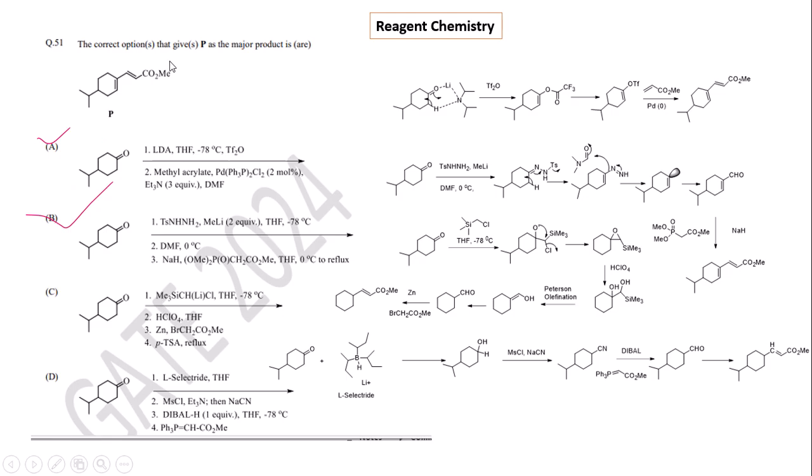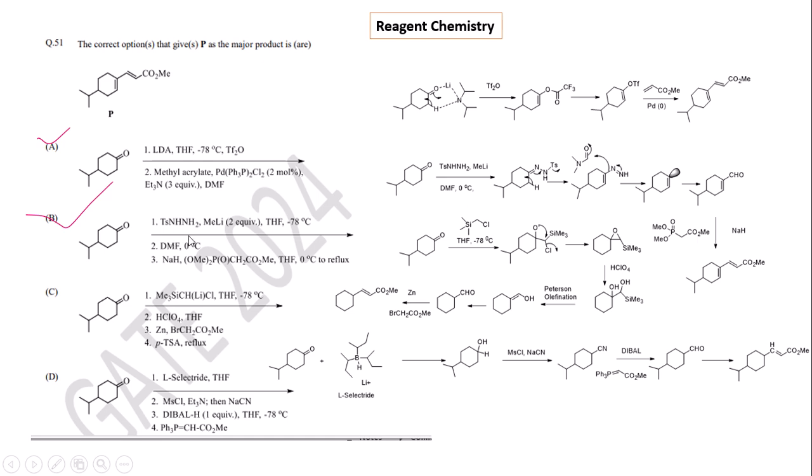Now the correct option for the given product P as the major product is R. This is the product and the starting material is given here. In the first case, in the presence of LDA, it produces the triflate derivative. We know that the triflate derivative undergoes oxidative addition in the presence of palladium(0). It produces the Heck product, and the Heck product gives the trans-alkene product. So option A is also correct, and this is an MSQ question.